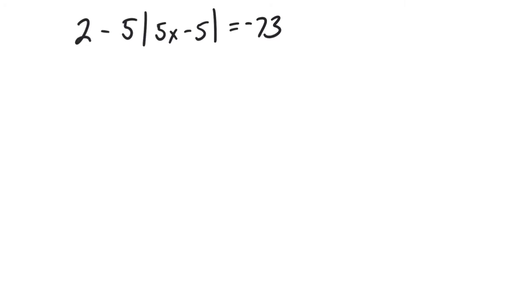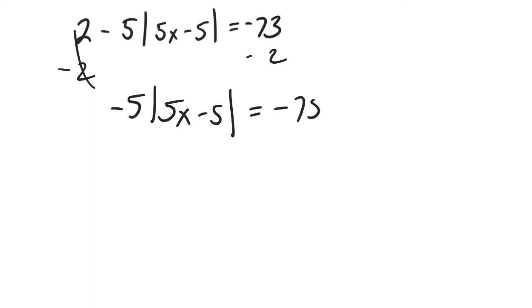This problem is probably one of the most involved problems you're going to have with absolute value. With this, you've got a lot going on. You've got the absolute value of 5x minus 5 that's been multiplied by 5, and then you take 2 and subtract all that to get the negative 73. We're just going to work our way back down to where this is by itself. So to do that, we first want to get rid of the 2. So we're going to subtract 2 on each side. That's going to leave negative 5 times the absolute value of 5x minus 5 is equal to negative 75.